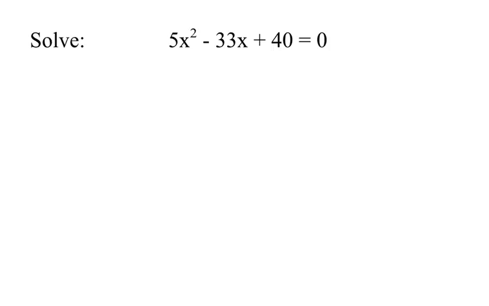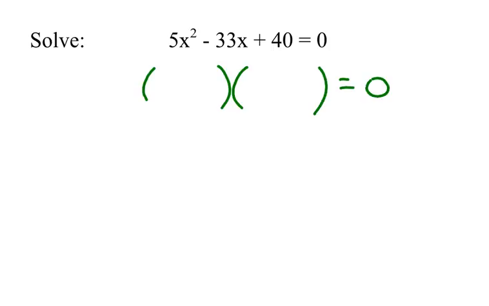So we here have the quadratic 5x squared minus 33x plus 40 equals 0. We see that it's already in that standard form, so we're ready to factor it. There's no GCF to factor out because 5, 33, and 40 don't have any common factors. So I set up my parentheses.